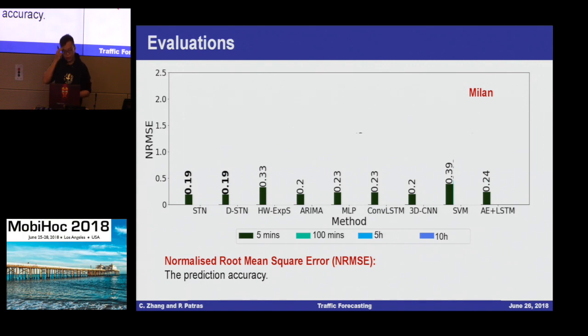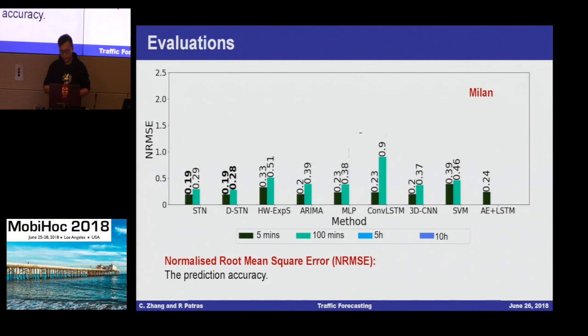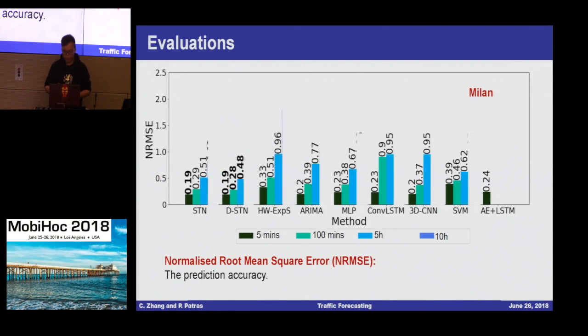10 hours. We can see that, in the initial 5 minutes, all of these approaches actually get very similar performance. But once we increase the prediction step, the difference becomes substantial. For instance, if we look at the error of our LSTM, it gets 0.9 error, but the error for D-STN is just 0.28. So it's much less than the one that our LSTM gets. And if we increase the prediction step to 5 hours, the difference is even larger.